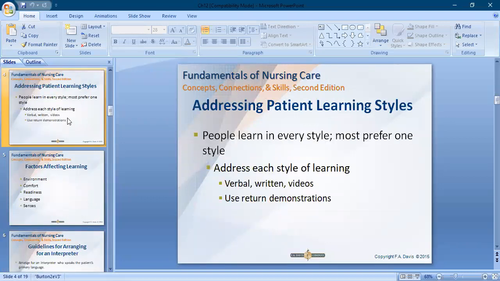So go next here. Here it's saying that addressing the patient learning style, people learn in several styles. Most prefer one style. Address each style of learning, like verbal, written, or videos. Also use the return demonstration. So this is actually the patient learning style. Maybe verbal, talking, or auditory, then writing or videos, right? Observing. Also, what they learn, we tell them, can you do it in front of us? Meaning modeling, right? And this is called demonstration. If they do it wrong, you can reinforce them. And actually, this is the best way of learning.